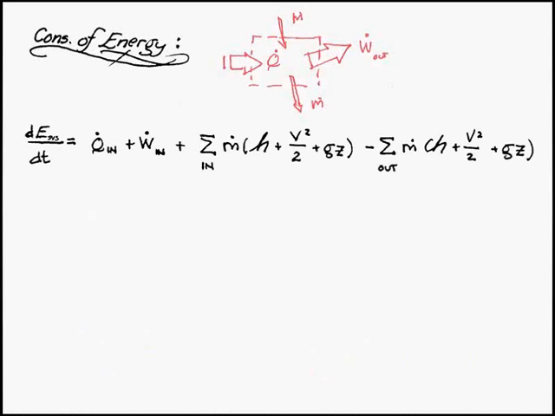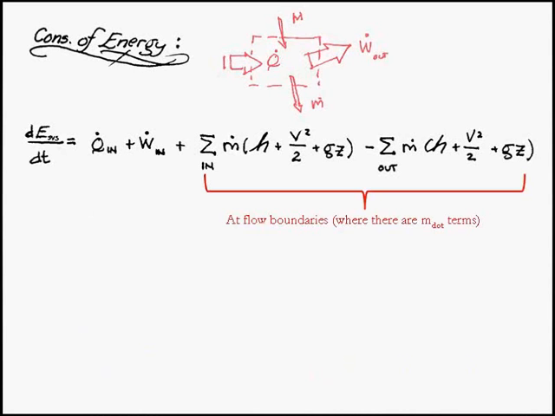Here's what I call the big, long, nasty equation. This is conservation of energy applied to a general open system. There are two flavors of terms on the right-hand side. The ones with all the m dot terms occur at flow boundaries. That's where you have mass flow rate crossing your boundary. Q dot and W dot both occur at what we call non-flow boundaries. These are where you have no mass flow rate crossing your system at all.